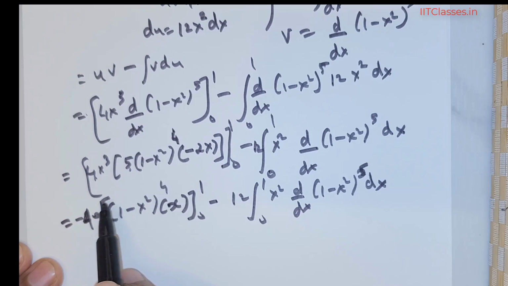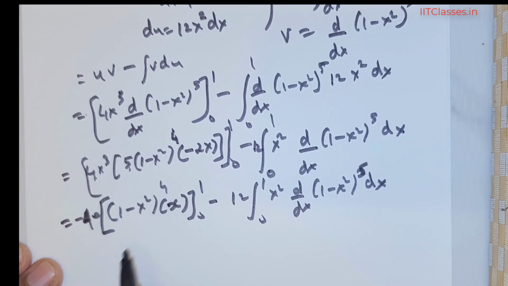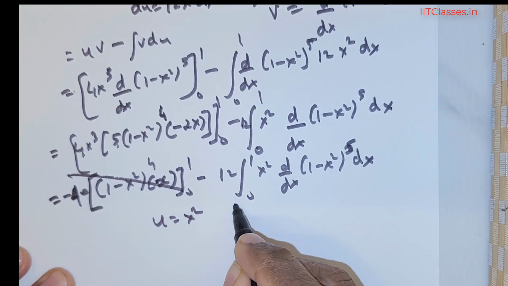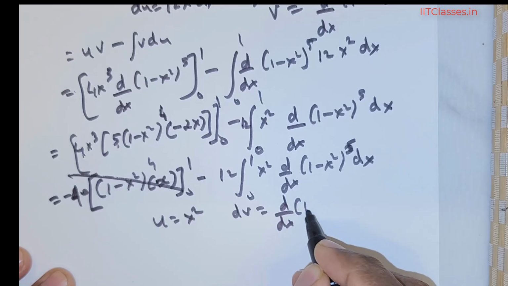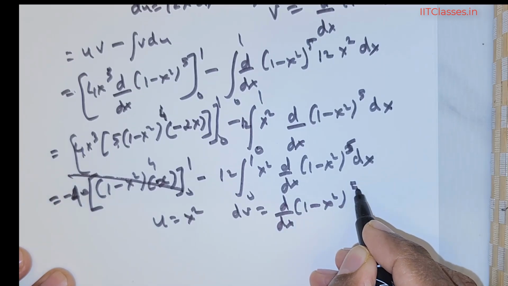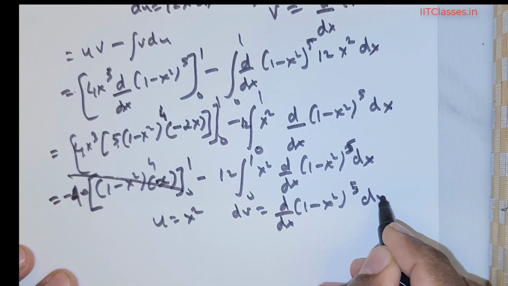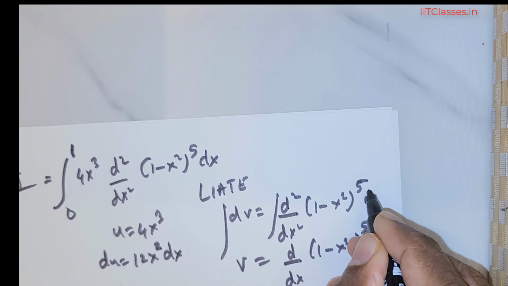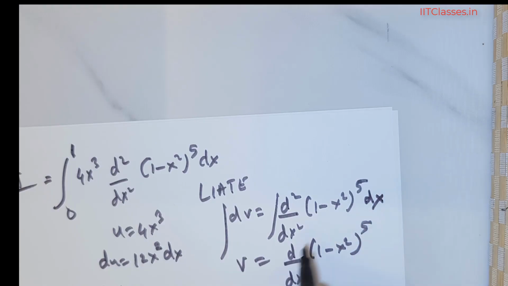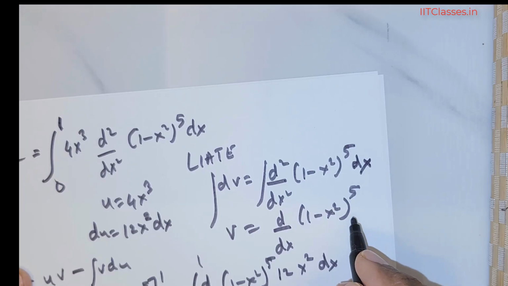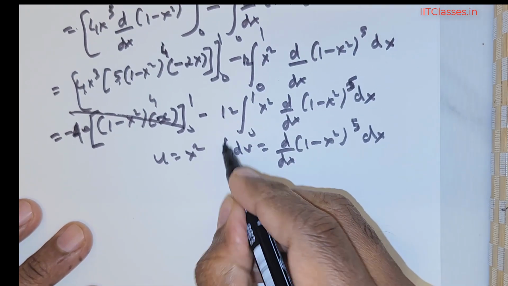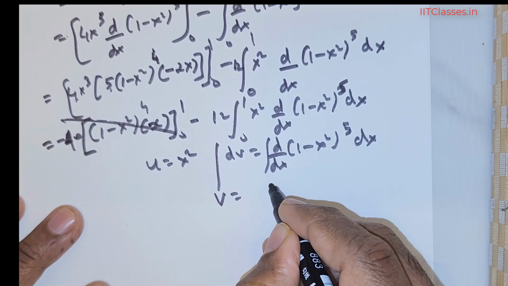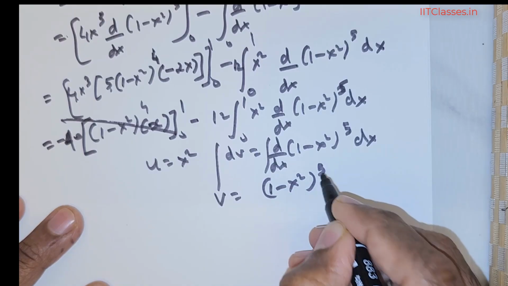Now I substitute the upper limit, the entire term goes off. I substitute the lower limit, entire term goes off. So now my u is equal to x squared, my dv is d over dx of (1 - x squared) raised to the power of 5 times dx. Okay, so over here we need to have that dx also, when we are taking that quantity. So now I integrate both sides, I get v, this derivative will be lost, giving me (1 - x squared) raised to the power of 5.